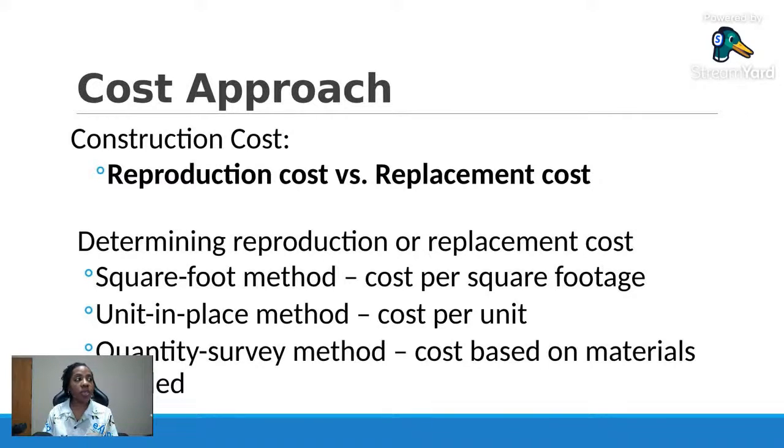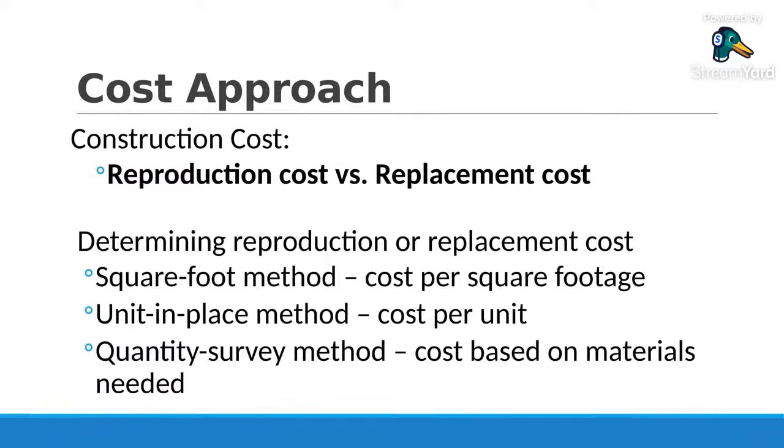And then the other thing with the replacement versus reproduction cost is how we measure the cost. So we could either measure the cost by square footage, units in place, or quantity survey method. So square footage is, for example, we might say that this building is going to cost us $12 per square feet to reproduce. Well, let's say $10 per square foot. So if we are building something that is 5,000 square feet, we would then multiply 10 by 5,000. Okay. Units in place. This would be if, for example, I'm doing maybe a 20 unit building. How much is the cost of one building? And then multiply that by 20.